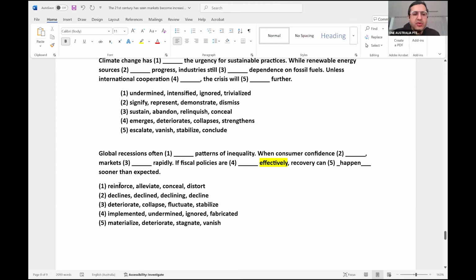Okay, so the first is reinforce, the second is declines, the third is collapse, the fourth is implemented, and the fifth is materialize. Whenever you solve blanks, even if you are wrong, when you correct your answers, try to understand the meaning. Try to read aloud the way I'm reading, so that in your brain, when you hear your own sound and your own words, you understand things and retain things for a longer time, always.